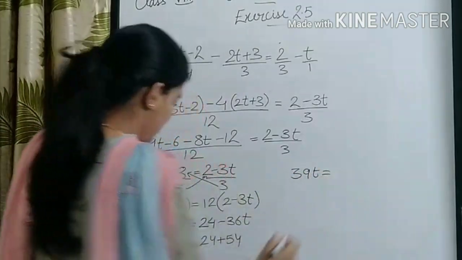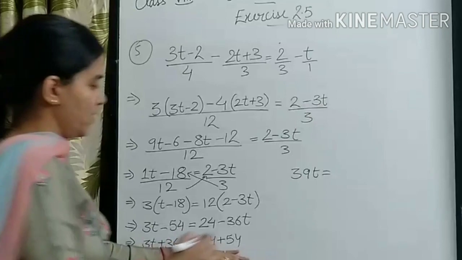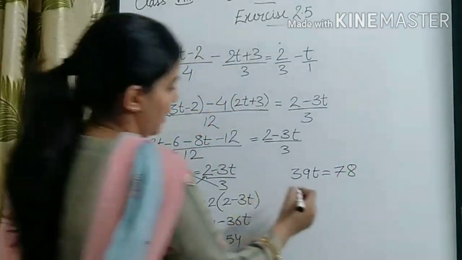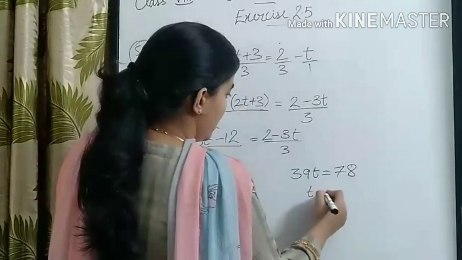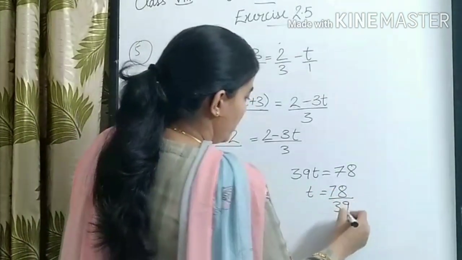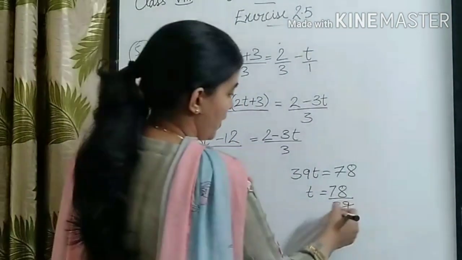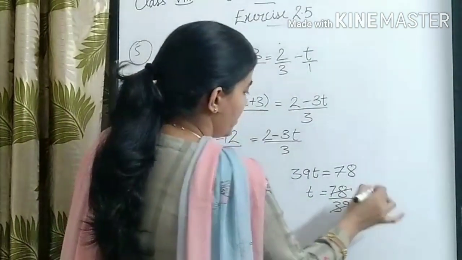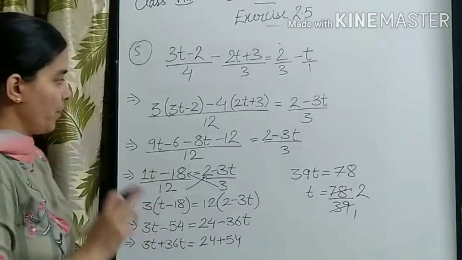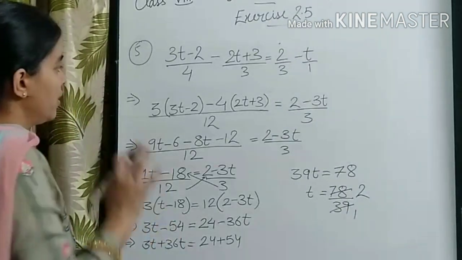Now if you add them, it will give us 39t is equal to, add them, it will give us 78. Now this is t is equal to 78 upon 39, and if you cancel it out, it will come out to be 2. So the answer is t is equal to 2. So in this way we have to do it.